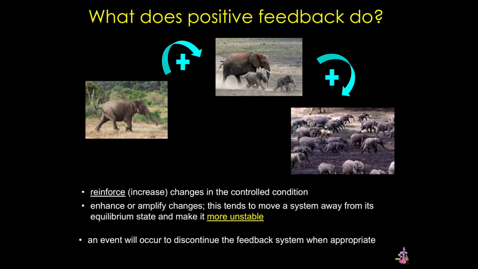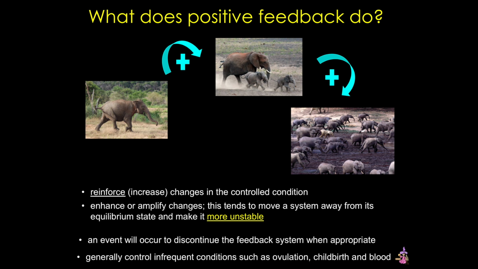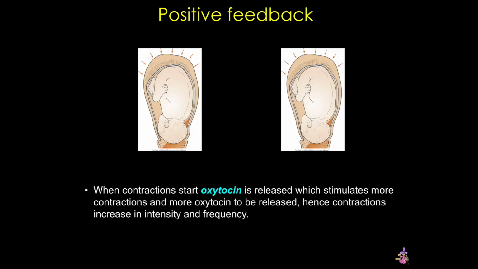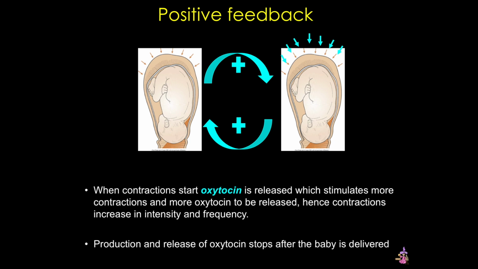Now, when do we see positive feedback, for example, in the body? Well, it's used to control infrequent conditions such as ovulation, childbirth, and blood clotting. Here, for example, we see the actions of oxytocin in childbirth. This hormone stimulates uterine contractions, and the more contractions, the more oxytocin is released, and the contractions increase, and so on. And this continues essentially until the baby is delivered, when the production and release of oxytocin will cease.